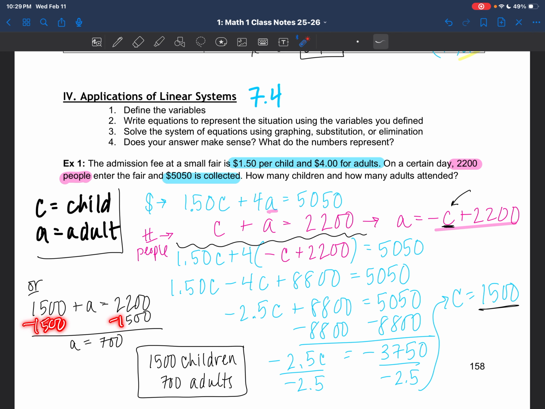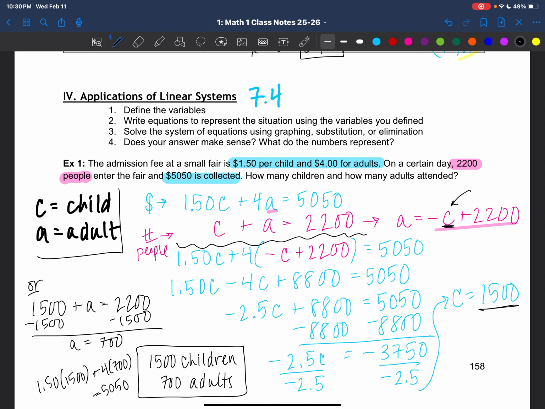So subtract, and I'm going to get A equals 700. So your final answer is 1,500 children, 700 adults, and that makes sense because we have a lot of children and not as many adults. If we plug it in and go back, 150, it should equal the total there, so you can always check it.